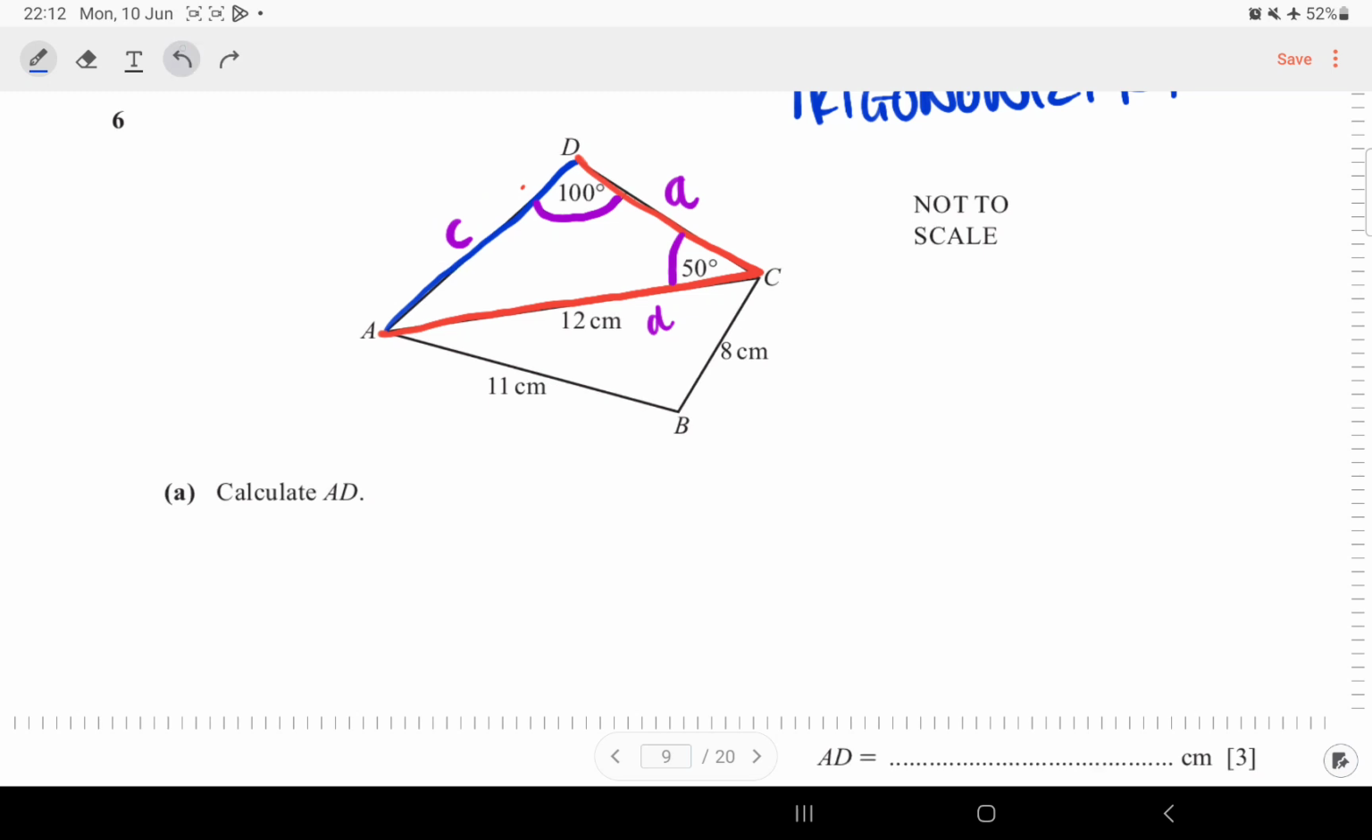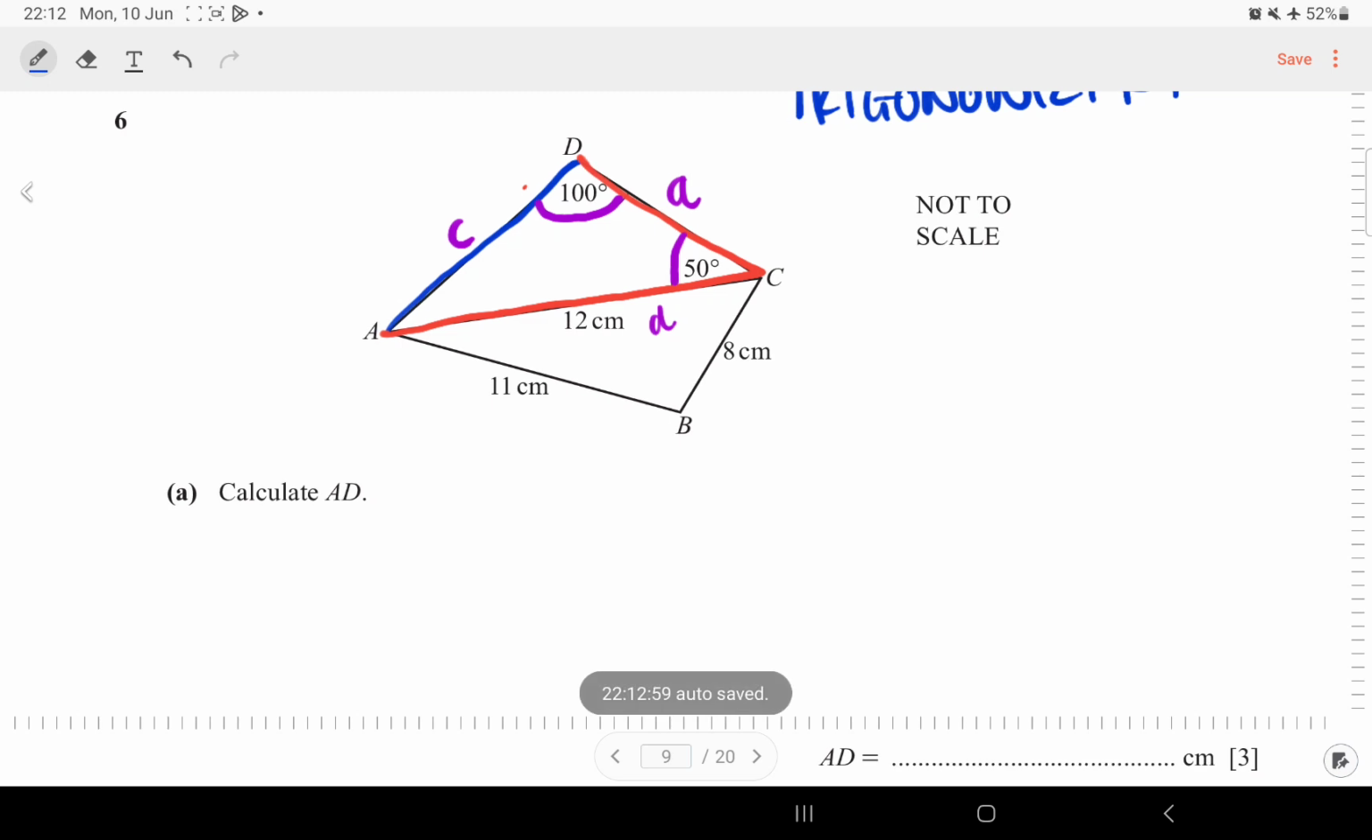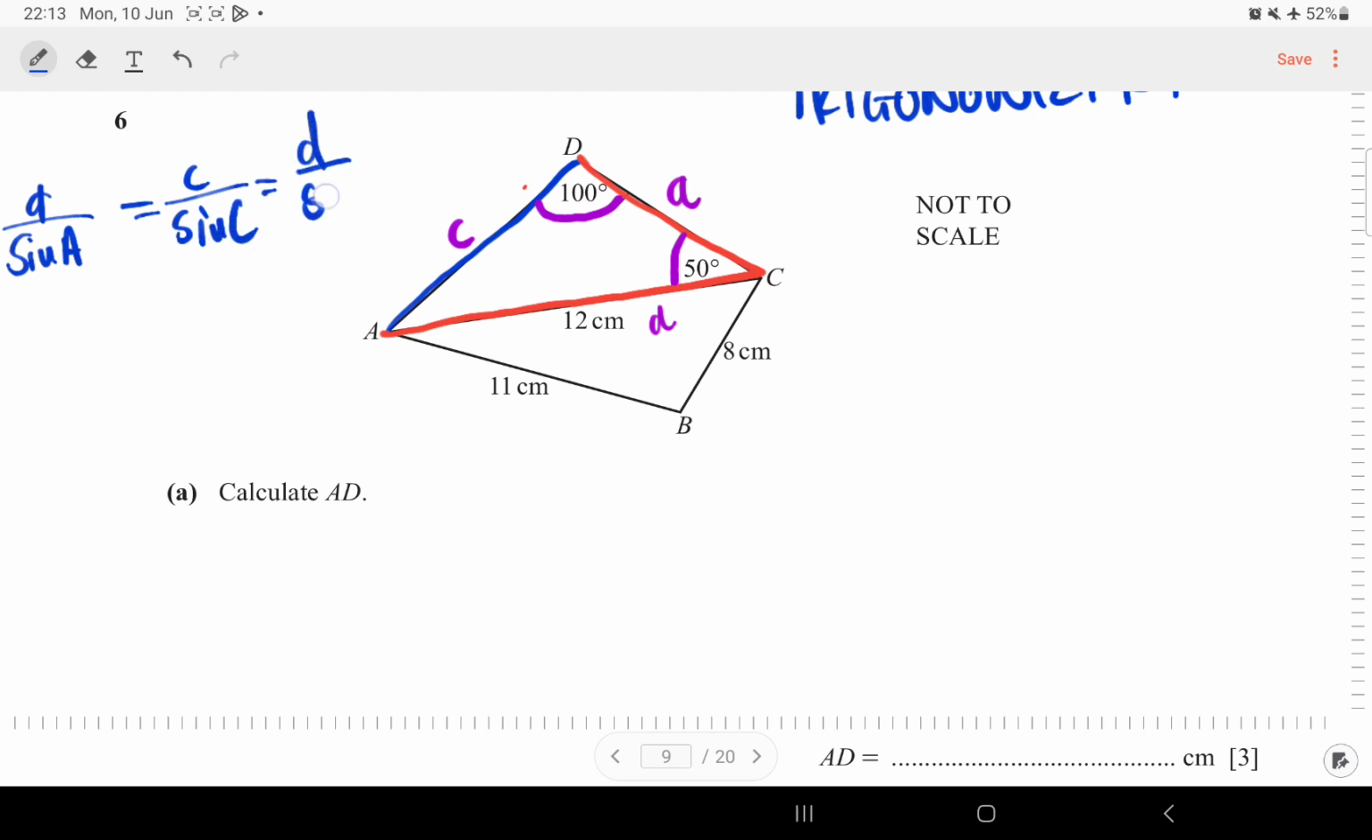Now, what is side AD? It is c. Since I'm looking for AD, which is obviously a side, because once you see two letters, it's a side, I'm going to use the sine rule which has the sides on top. So I can say a over sine A is equal to c over sine C, which is equal to d over sine D, right?